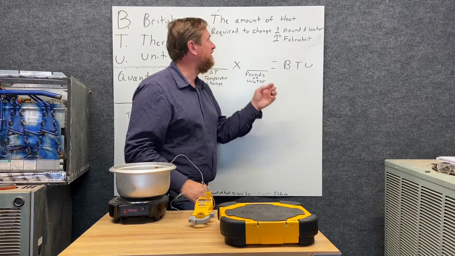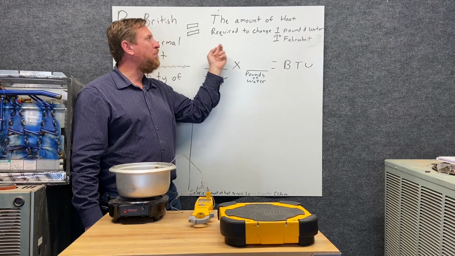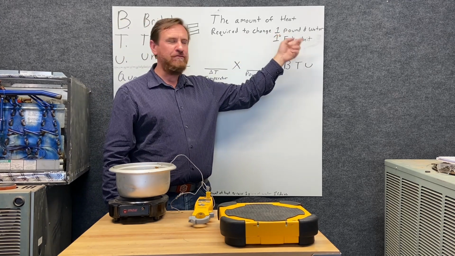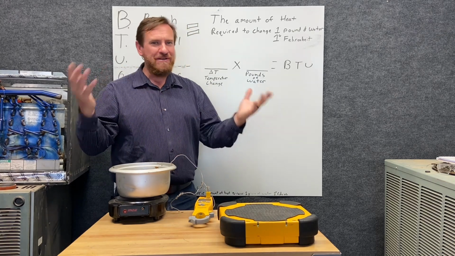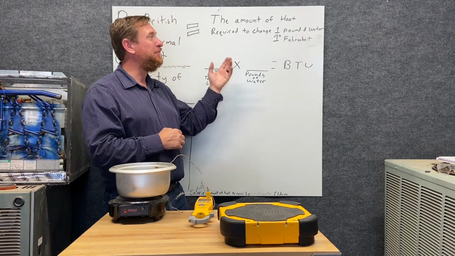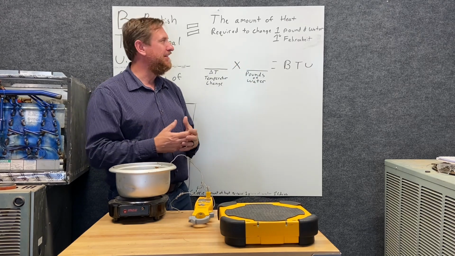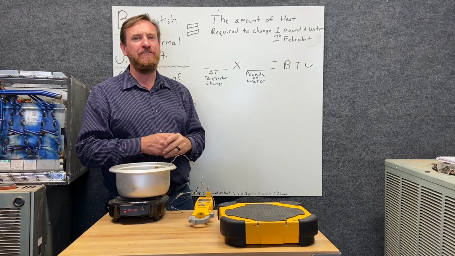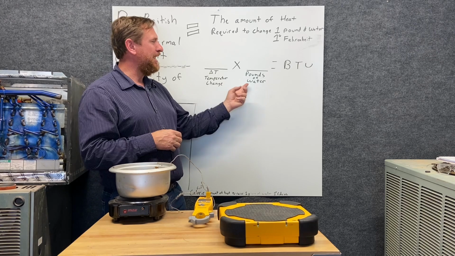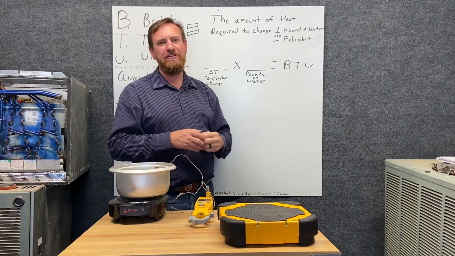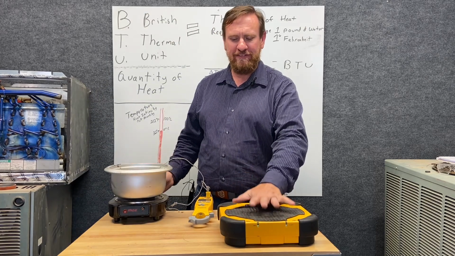So the definition is the amount of heat, or the amount of heat energy, required to change 1 pound of water 1 degree Fahrenheit. That's the formal definition, and that's what you have to learn for HVAC. You have to know this, but it doesn't really have any meaning to you. So what we're going to do is apply some meaning to this, and then go into more detail about BTU. It technically has a formula. It's the temperature change times the pounds of water equals BTUs, but we're going to get a little more into that shortly. So by doing this example, we have a scale set up.